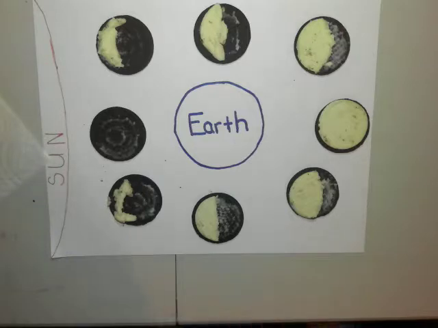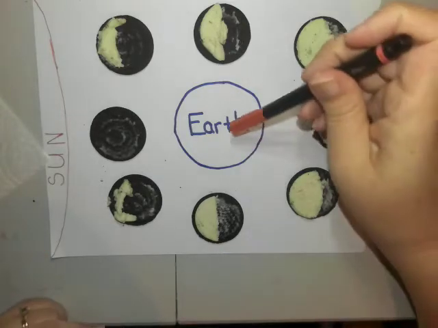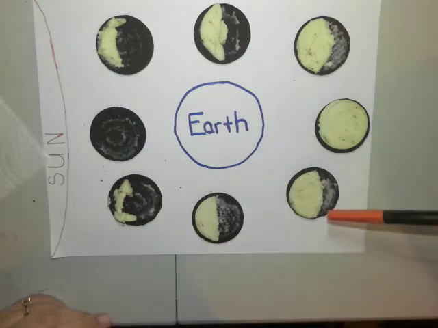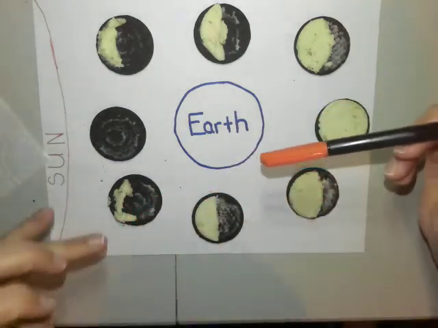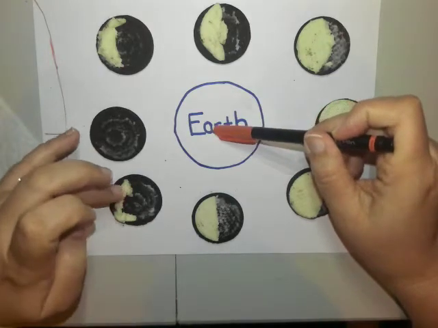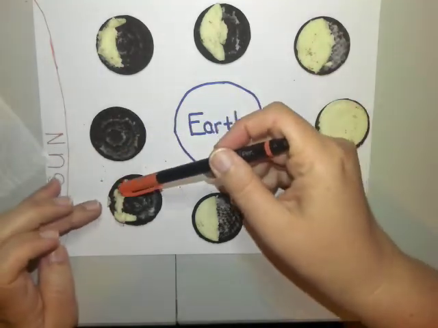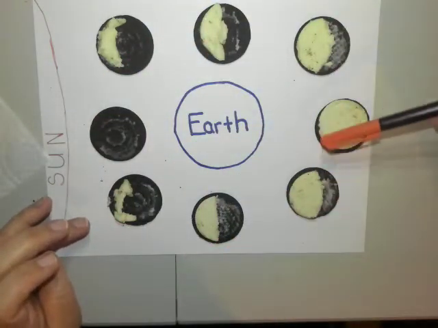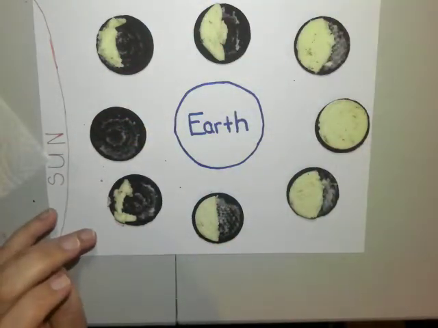I'm going to lick some of that icing off my fingers because I can. All right. So we know that if we are standing here on Earth and we're looking, the light is on the right. So the moon's orbit actually goes counterclockwise from what we would think.